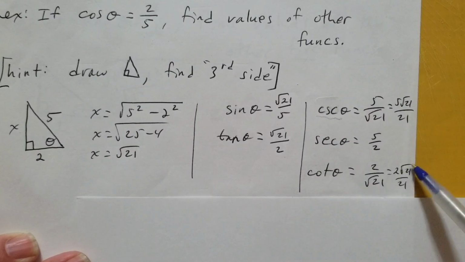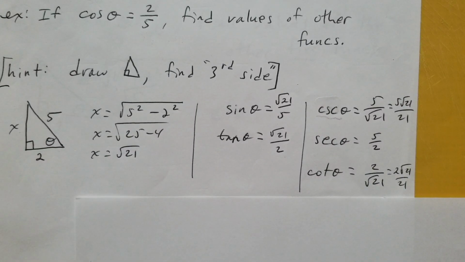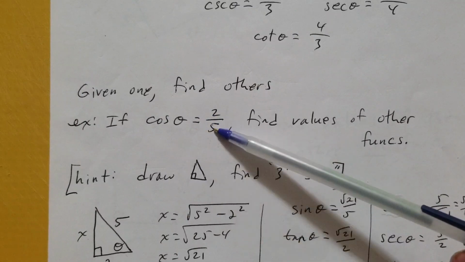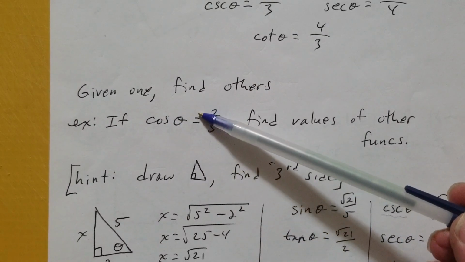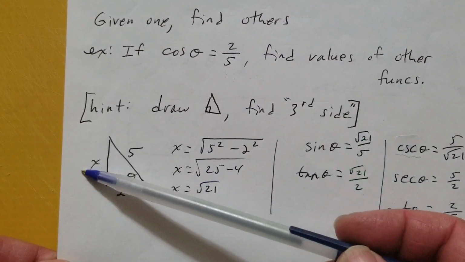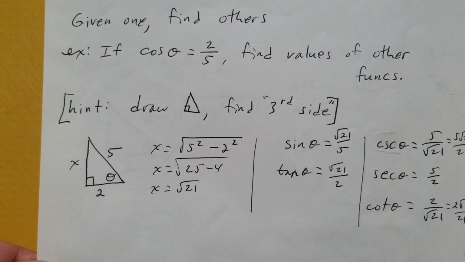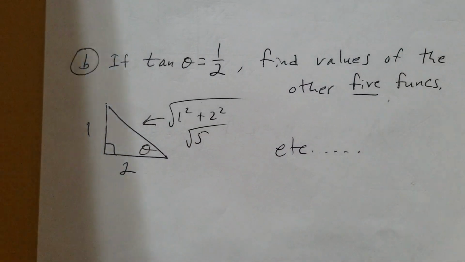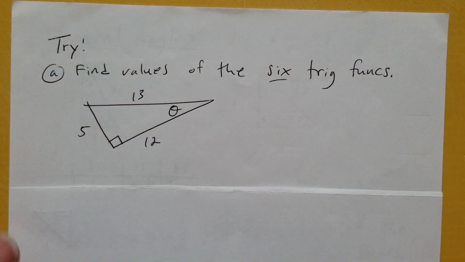Right? Don't forget to simplify it. Okay? So this was a case where we give you one of the functions and then use the Pythagorean theorem to find the third side and get all the other 5 functions. Right? Okay. So could you try these problems?